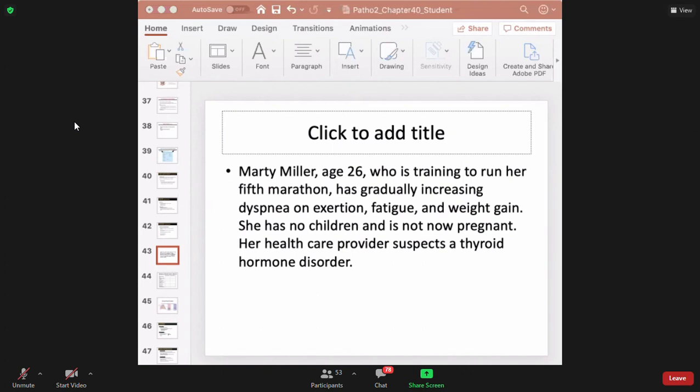If she's primary, she would have a low T4, high TSH. Okay, what if it's secondary? Both would be low. Okay, let me ask you guys a question now. She comes in to see you. What other symptoms are you going to ask her about in a patient history, besides obviously the weight gain and the fatigue?